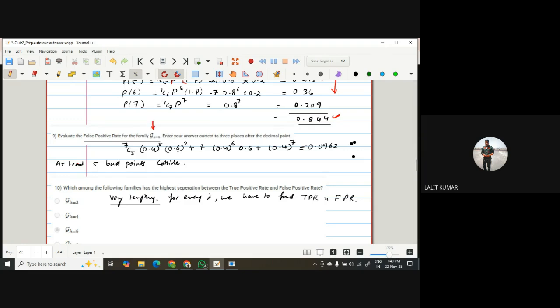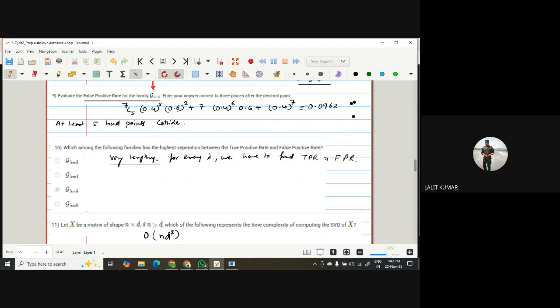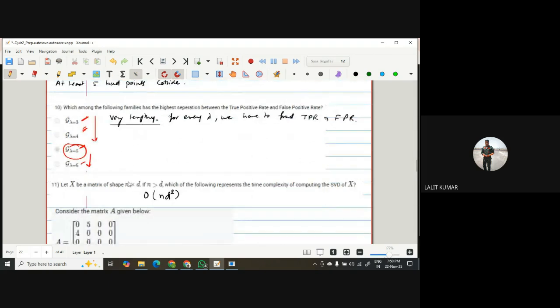So again, the same concept, it will come. Which among the following families has the highest separation between the true positive rate and false positive rate? So this is very lengthy, as you have to calculate TPR and FPR for all. So I just wrote a Python code and I solved using Python. Initially, it increased and then it decreased. So G lambda is equal to 5 was the correct answer. I hope this kind of question will not come.